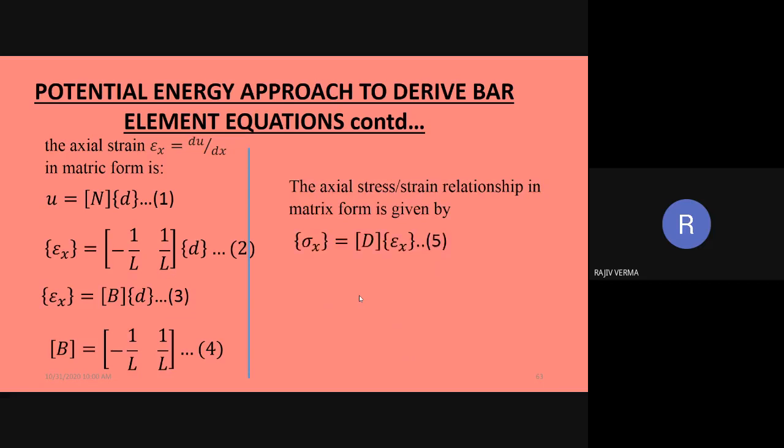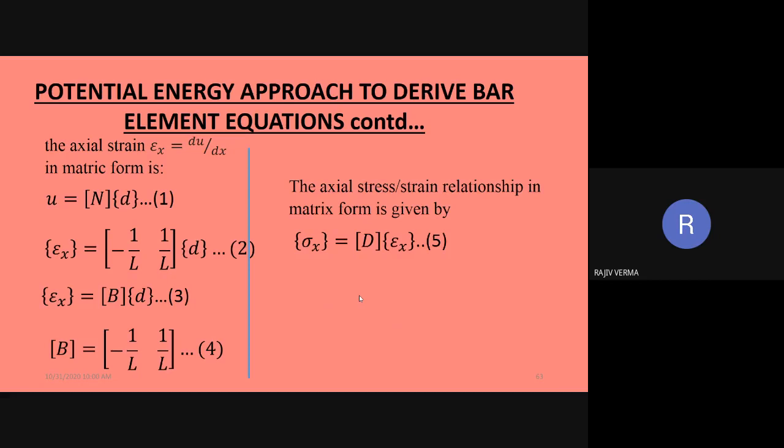Now, once strain is known, we can multiply it by the elasticity matrix to get the corresponding value of stress, which is expressed in equation number 5. In the analysis of a bar, we have only one strain available and only one stress available. Therefore, the D matrix reduces to a matrix of size 1 by 1, which is basically going to be the elasticity.